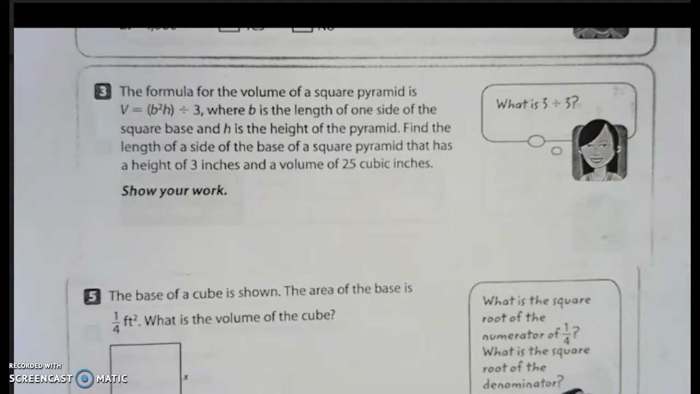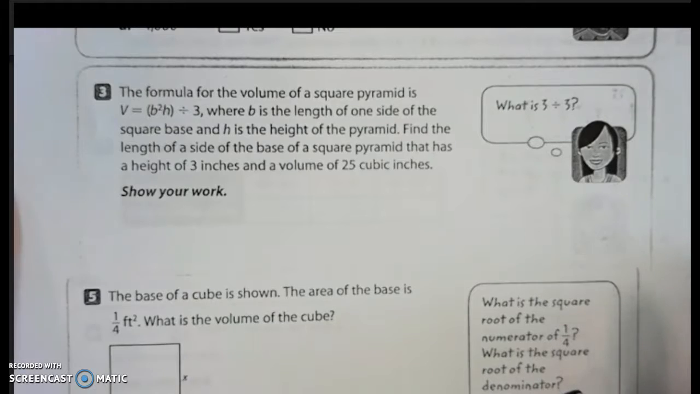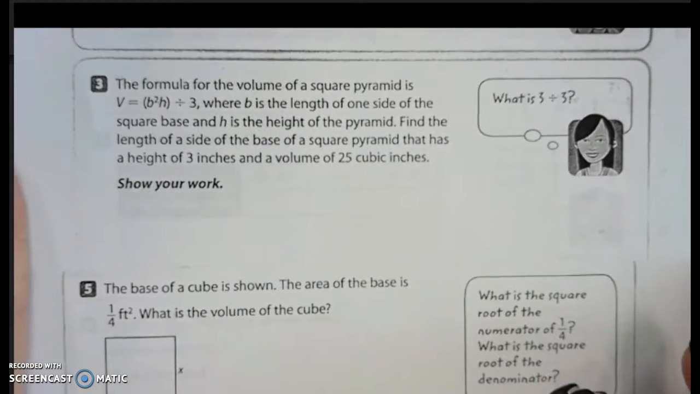All right, number 3, the formula for the volume of a square pyramid is V is equal to B squared times the height divided by 3, where B is the length of one side of a square base and H is the height of the pyramid. Find the length of a side of the base of a square pyramid that has a height of 3 inches and a volume of 25 cubic inches.